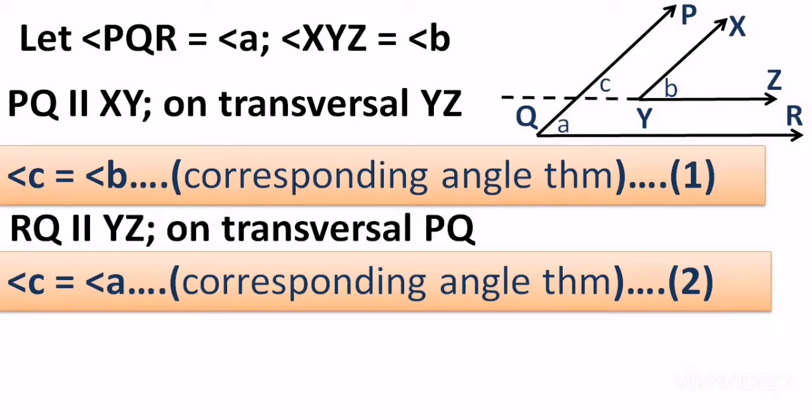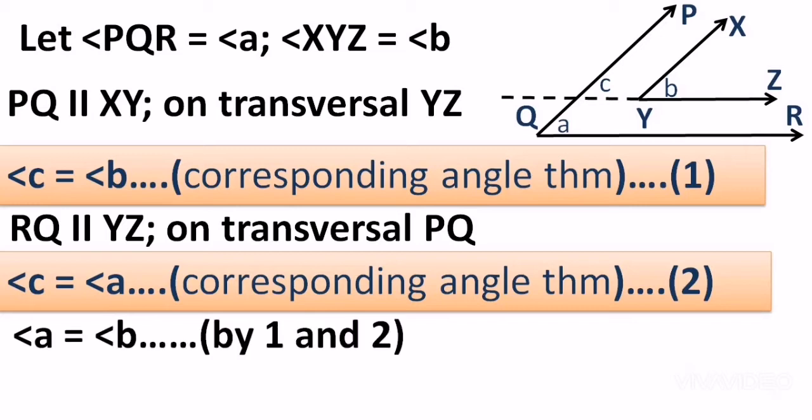Yes, and that makes them corresponding angles, and by the corresponding angle theorem we can say angle C equals angle B, angle C equals angle A. Now if you observe point number 1 and point number 2, you will see that angle C is the common factor between them, and that common factor is nothing but the bridge between them that will prove angle B equals angle A by transitivity.